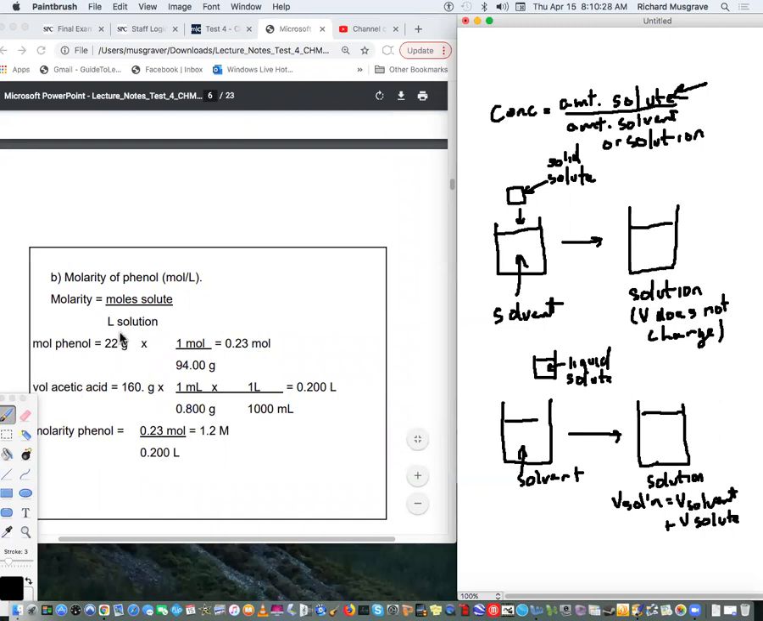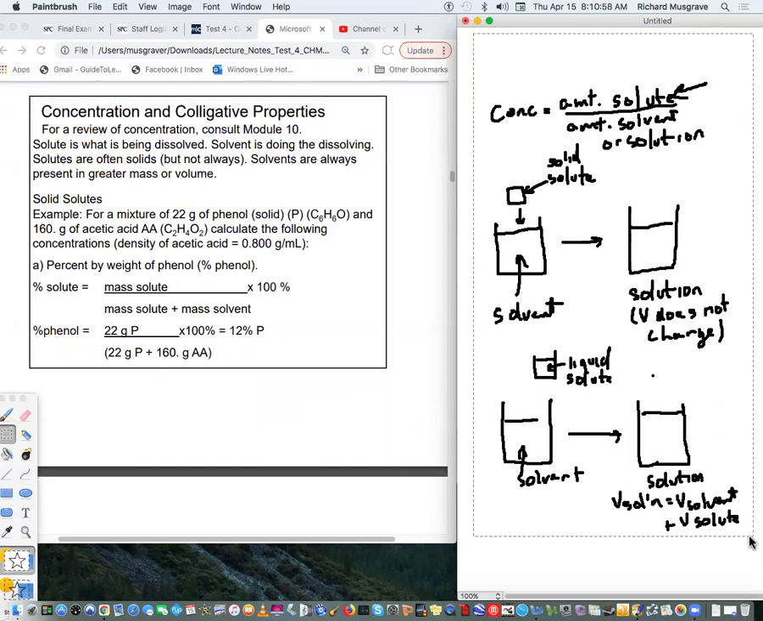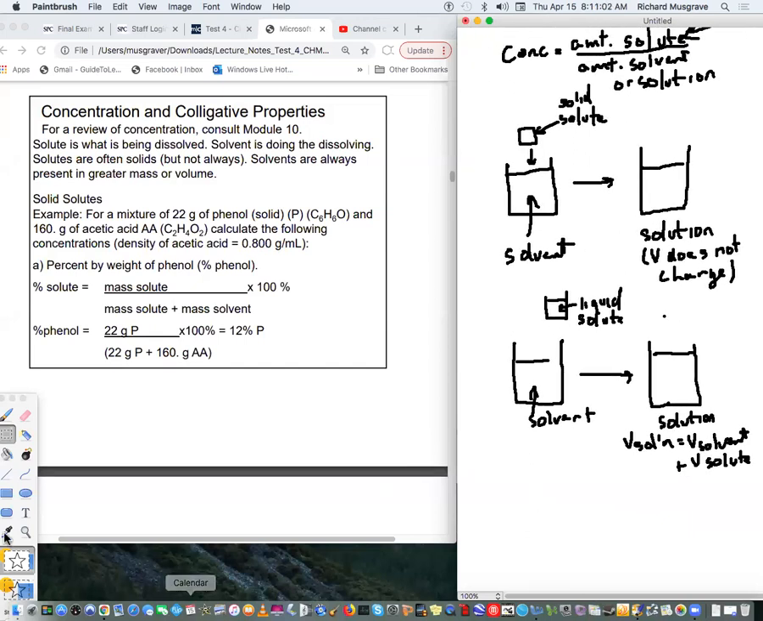The other thing we need is the volume of the acetic acid, because that is the only thing that's going to matter. We don't have a volume for the phenol because it is a solid, but we do need the volume of the acetic acid. In order to get that, we need to apply the density. And we are given the density as part of the problem. So let's look at how density comes into play and how that is going to affect our calculations. So I'll put it in down here. So density is mass divided by volume. If I want mass, it's going to be density times volume. And if I want volume, it's going to be mass divided by density.